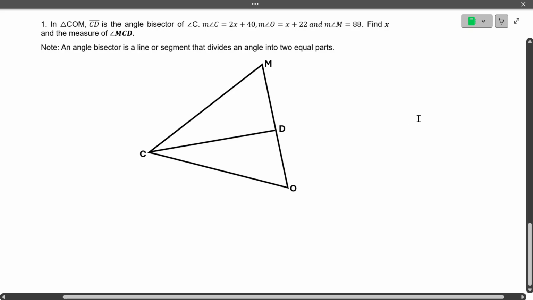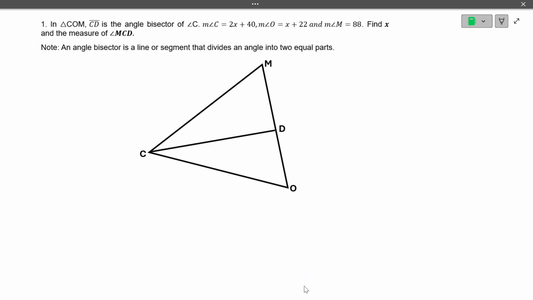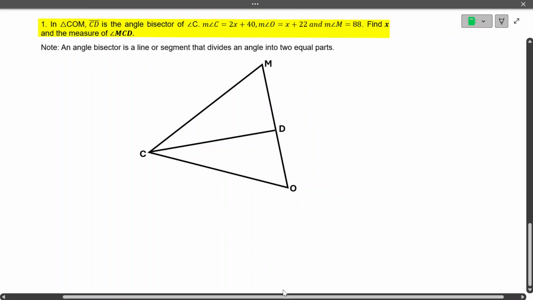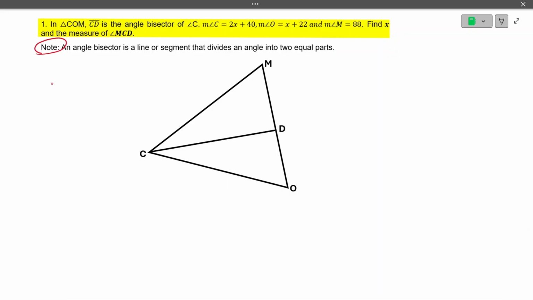So this was the problem, and if you are taking the exam, I'd like you to focus on the problem given. This part here is just a note that we should be reminded of the definition of an angle bisector. All right? So let's head on. First, I will change the ink so that it can be seen clearly.